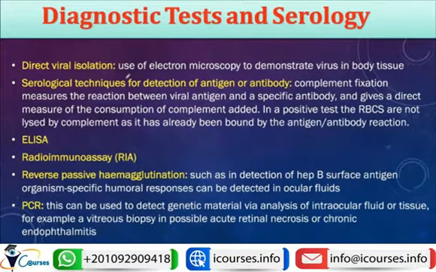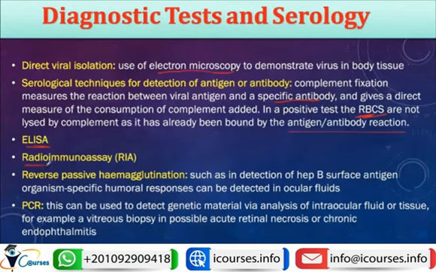There are serological techniques for detection of the antigen or antibody, such as the complement fixation test, which can measure the reaction between the viral antigen and specific antibody. It can be used by adding sheep RBCs to the viral antigen and checking the amount of lysis or hemolysis of these RBCs. This will give a clue about the antigen-antibody reaction. This can also be referred to as the Coombs test.